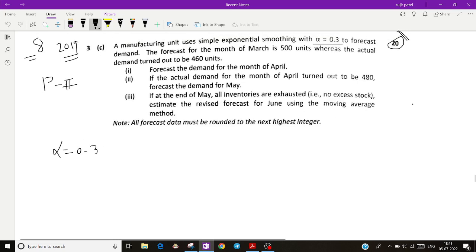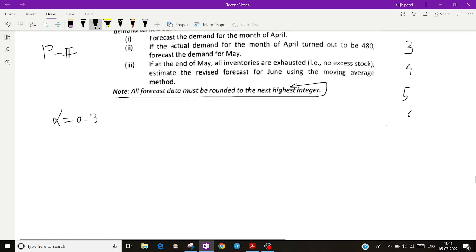One note here is that it is given in the paper, all the forecast data must be rounded to the next higher integer. That means, for example, if it is coming to a decimal value like 462.5, it must be rounded up to 463. So here I am denoting the months with numbers: March as 3, April as 4, May as 5 and June as 6.